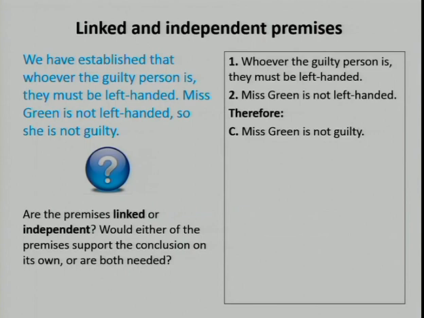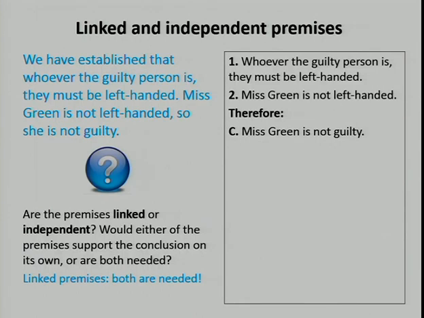So back to Miss Green, that poor person. We've been recycling her various times. You already know the example. Are the premises linked or independent? Snap judgment. Do we need both of them to establish the conclusion? Yeah, so I see nodding heads. We need both of them. Yeah, obviously that's an example where they're going to be linked. Both are needed. And how do we depict that?